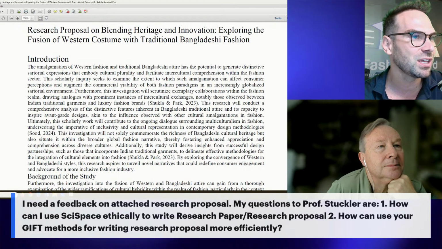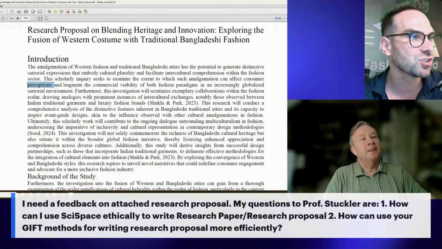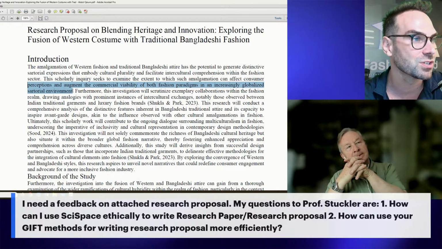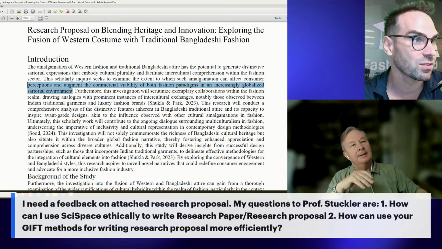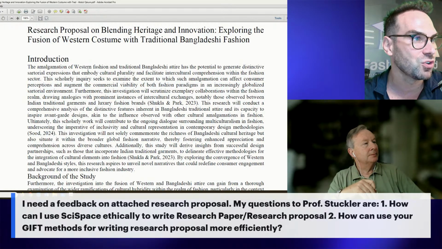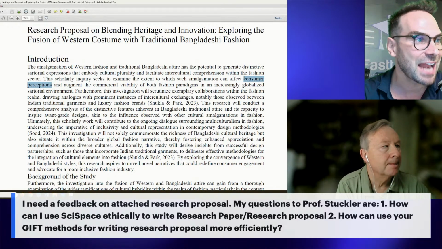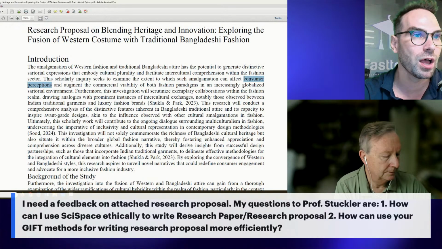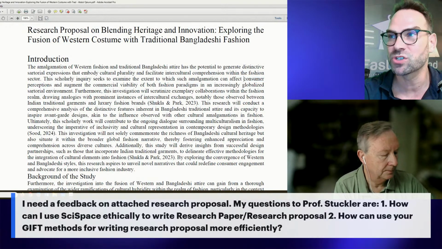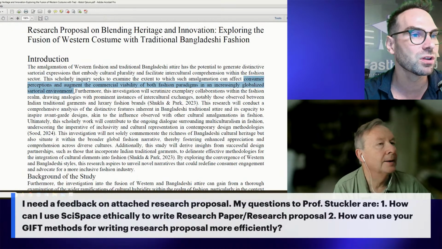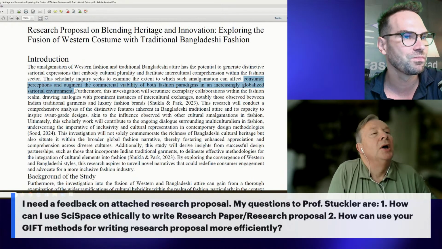And then I'd like to see what this is trying to say. I think the question here is the extent to which amalgamation of Western fashion and traditional attire affects consumer perceptions and augments the commercial viability of both fashion paradigms in an increasingly globalized environment. So I guess I'm trying to say, how does the fusion of Western and traditional attire affect consumer perceptions? To me, that's an outcome that's quite broad. And again, Martin was saying, what do you want to achieve? What do you want to show? That's in the outcome. I think it would be even helpful to lead with a little bit of what you want to show and achieve. But go ahead.